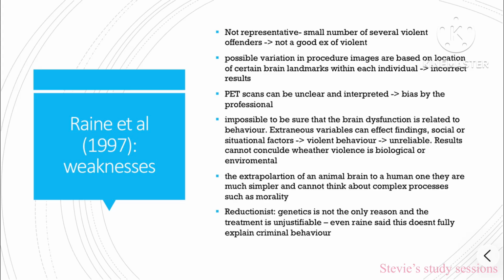The extrapolation of animal to brain to human is reductionist. Animal brains are much smaller, and humans can think about complex processes such as morality. Raine even said this doesn't fully explain criminal behavior. Genetics is not the only reason why people commit crimes, and treatment is unjustifiable.